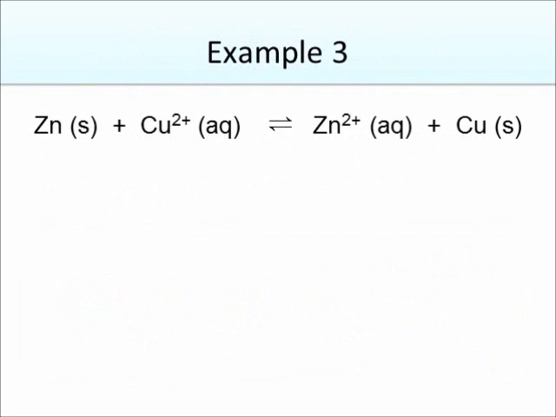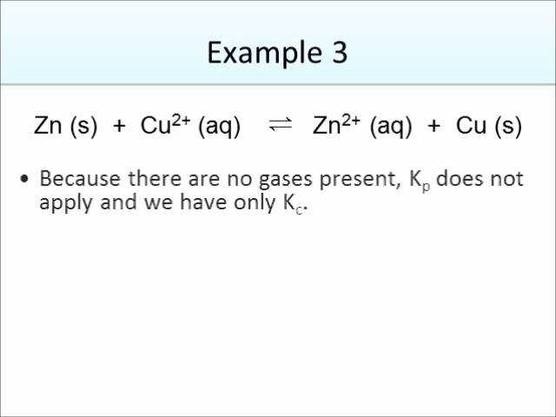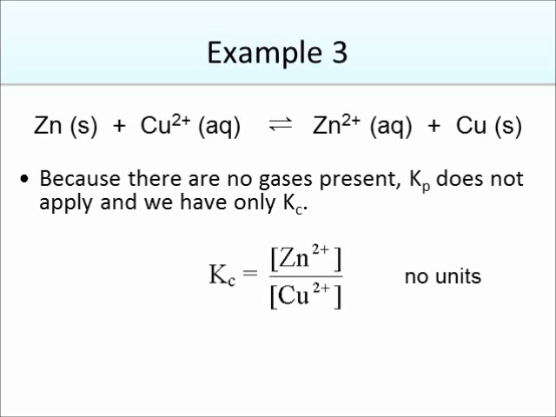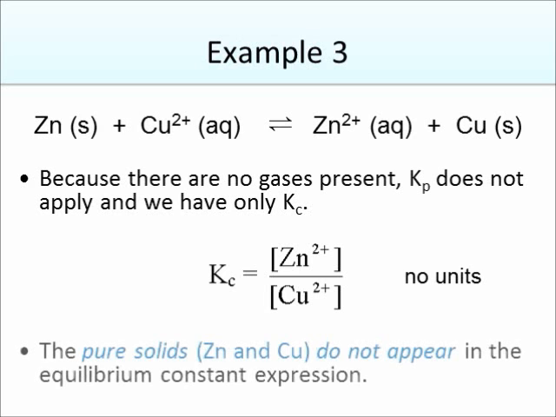In this reaction, zinc metal displaces copper 2+ ions from solution. Because there are no gases, it is not possible to have an equilibrium constant expression in terms of partial pressure. For Kc, we exclude the concentration of solid zinc and copper and only have the concentration of zinc 2+ ions divided by the concentration of copper 2+ ions.